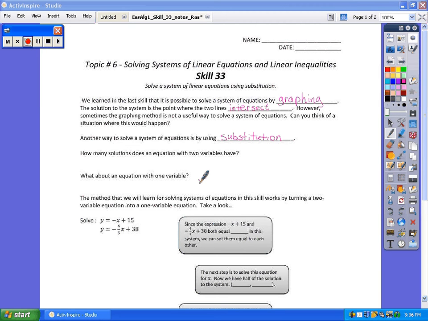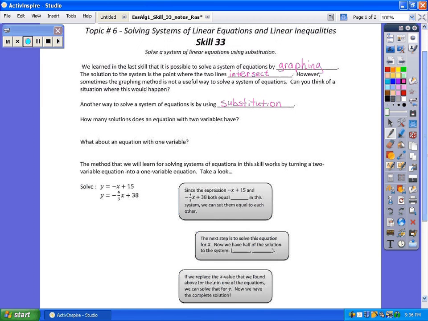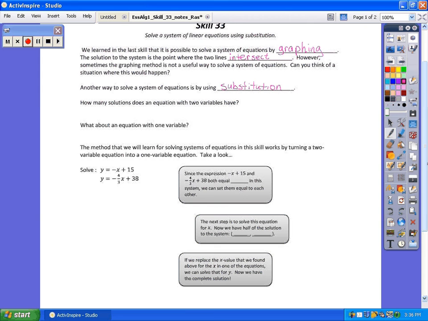One situation where I would think it might happen is when the point of intersection is not two integers and it's difficult to tell exactly where they did intersect. Now, if we think back, how many solutions does an equation with two variables have? Well, it has many solutions. But an equation with one variable usually just has one. We have looked at equations where sometimes there's no solution or infinitely many, and those happen when there's variables on both sides of the equation. But usually there's just one.